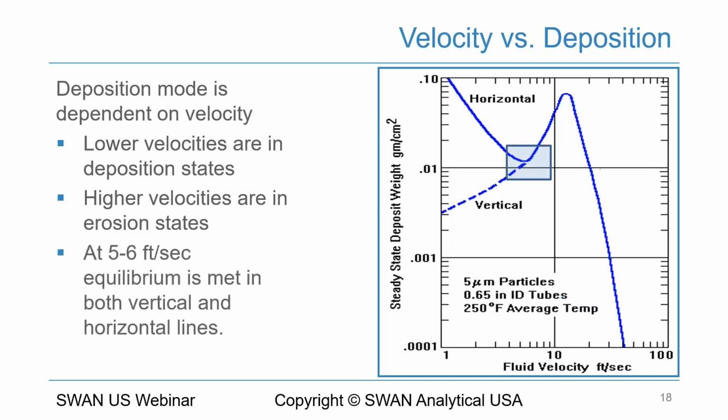So again, we're looking for that 5 to 6 feet per second equilibrium. And that actually, as you can see on the graph here, comes together for both horizontal and vertical tubes at that 5 to 6 feet per second. So that's kind of the sweet spot that we designed for.